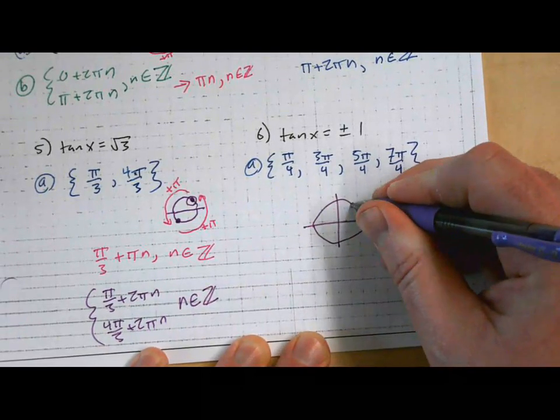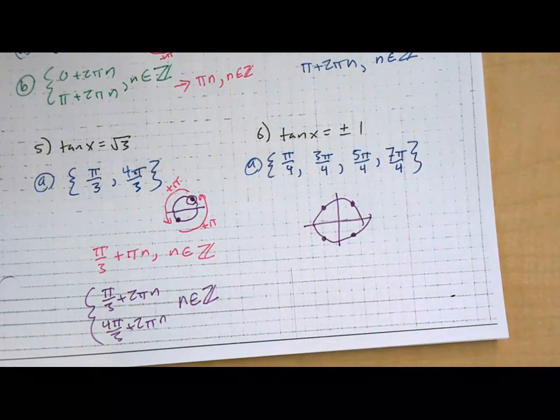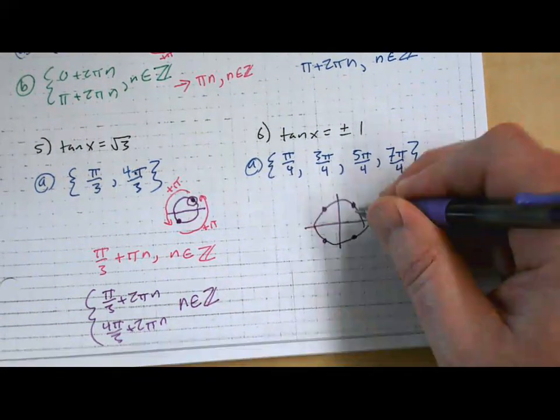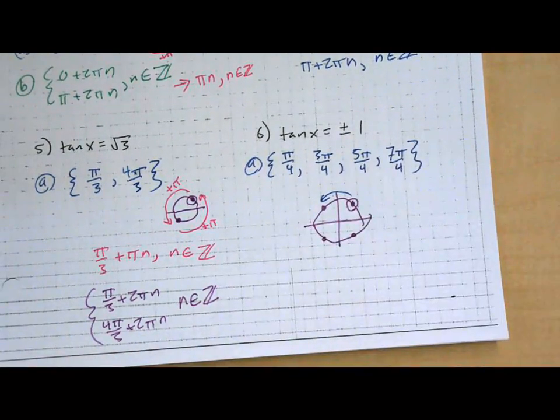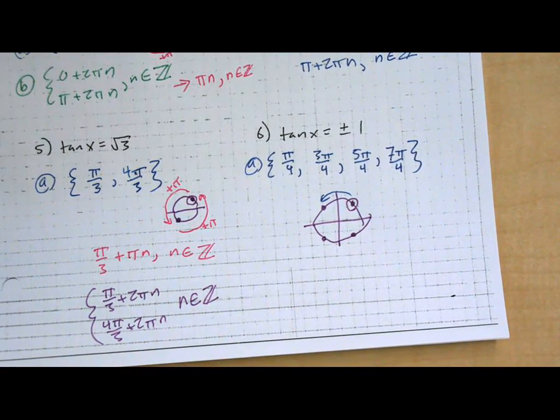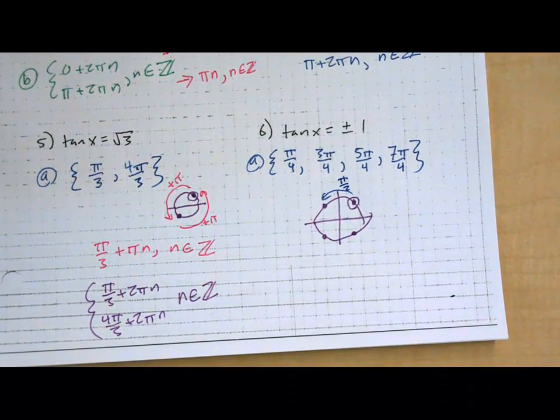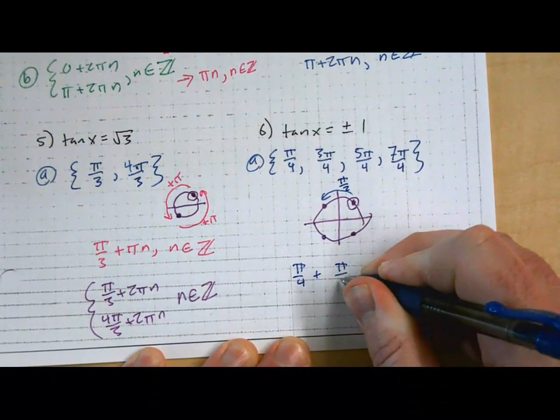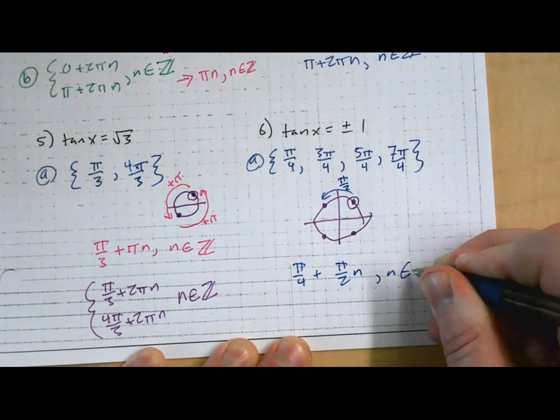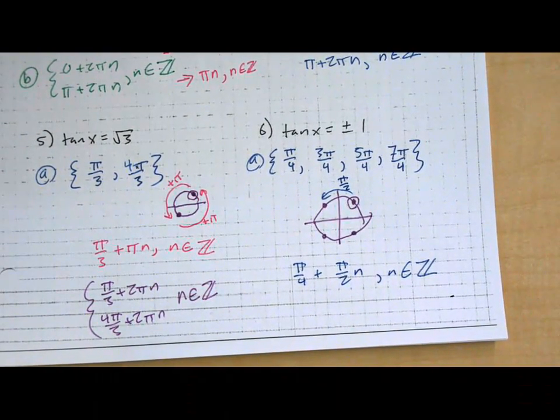Pi over 4 is here, 3 pi over 4 is here, 5 pi over 4 is here, 7 pi over 4 is here. Those are evenly spaced out. What angle is in between each of these? What are we adding to get to the next one each time? We're adding pi over 2, yeah, 90 degrees or pi over 2. So the simplest way to write this would be pi over 4 plus pi over 2 n, where n is an integer. But again, if you don't like that, feel free to write out the super long version with all 4 of those.